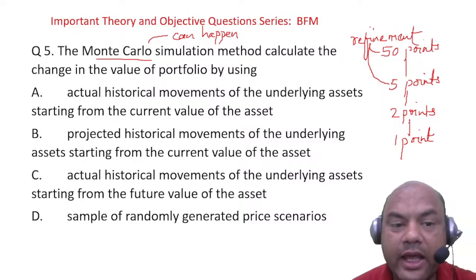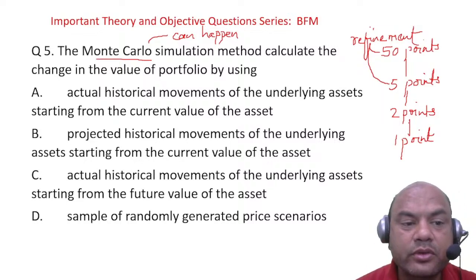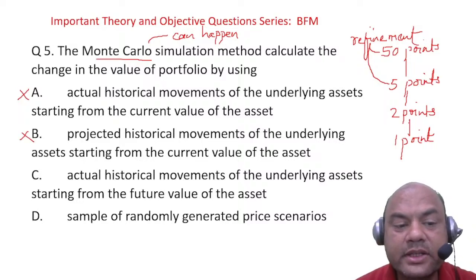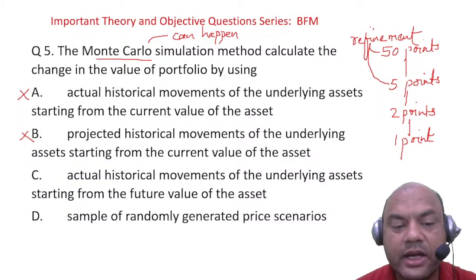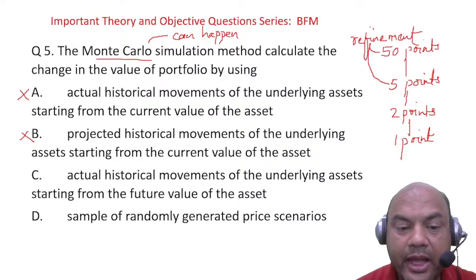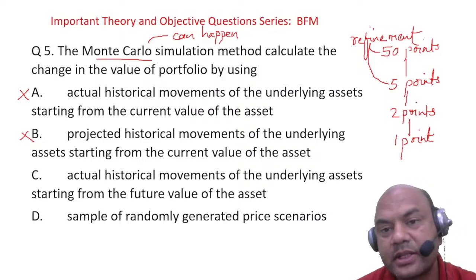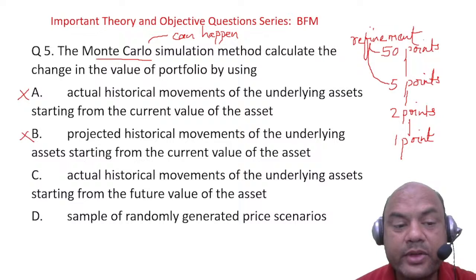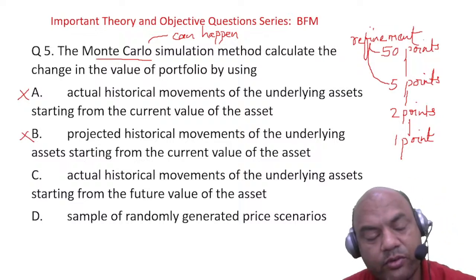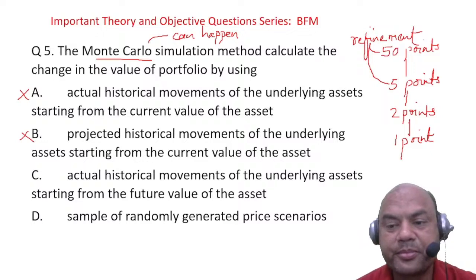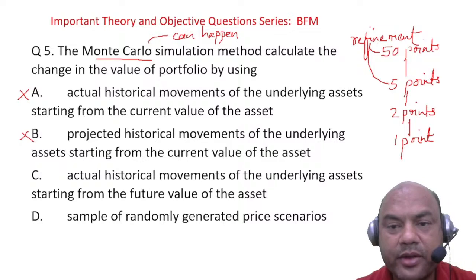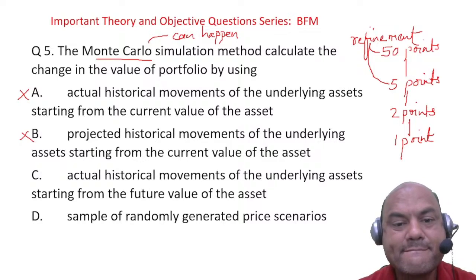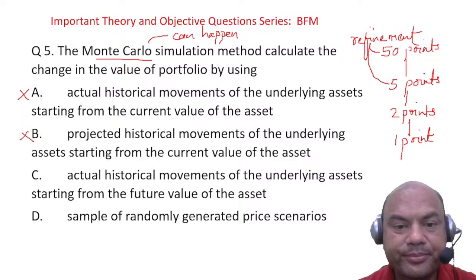Now when I say can happen, this history goes off. History is of no use to me. Now the answer can be only this: actual historical movements of the underlying assets starting from the future value of the assets, and a sample of randomly generated price scenarios. Now the real fight is between C and D. Think of it. What can be the answer? Either C or D.